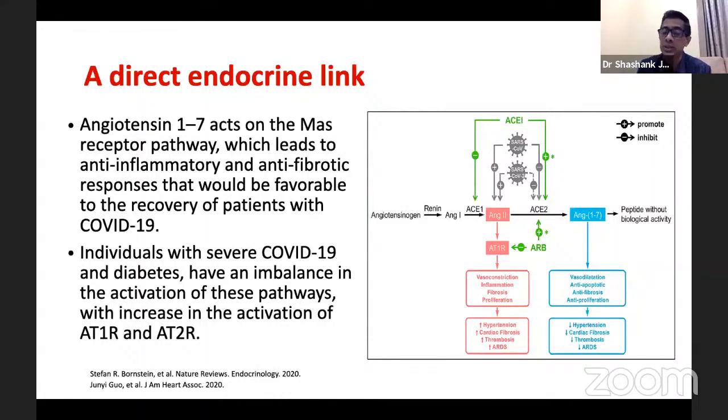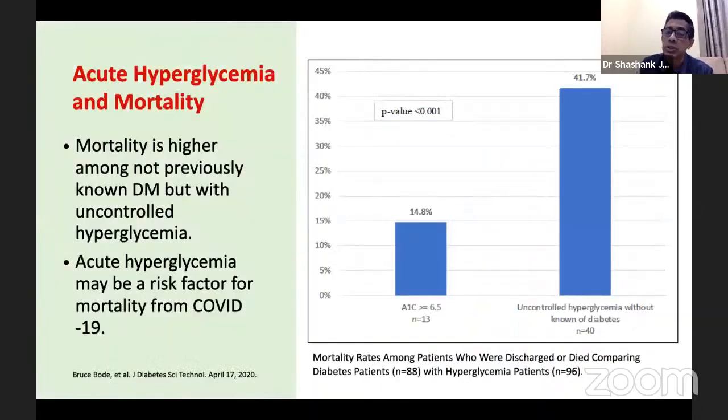And what happens is that in severe COVID and diabetes, there is an increased activation of these pathways, from AT1 receptor to AT2 receptor. And that switch which occurs actually is a very negative switch. And that negative endocrine switch actually makes things worse.